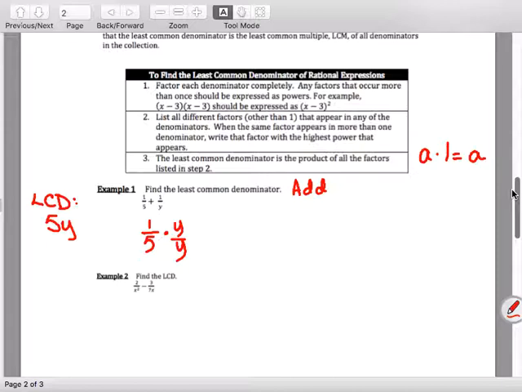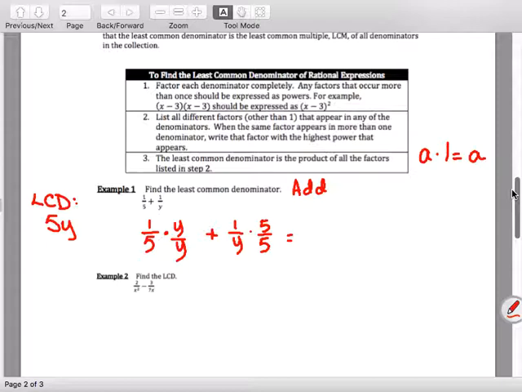But here's the cool part. Now I'm multiplying by 1, but it's in disguise. Okay? It's in disguise here. So now I'm going to take 1 over y, and what do I need to multiply by that's going to build the common denominator? 5. Exactly. And we're going to make it 5 over 5.